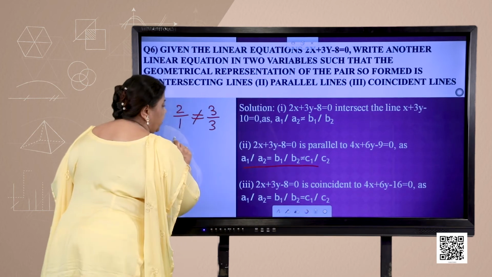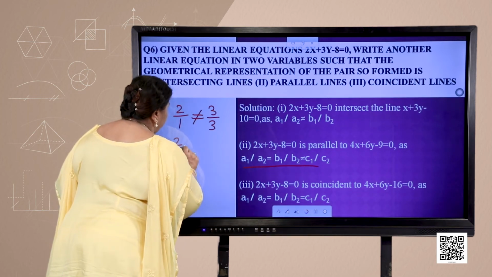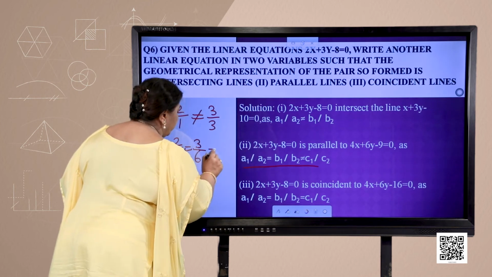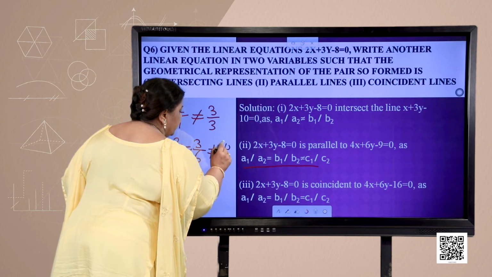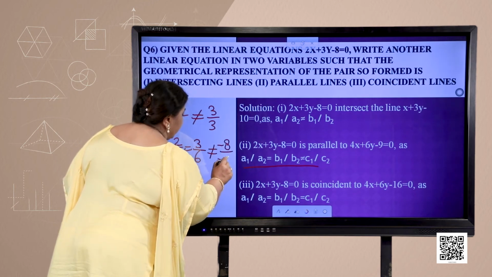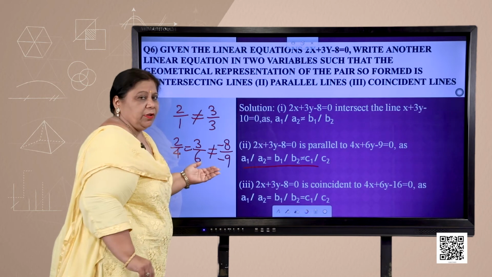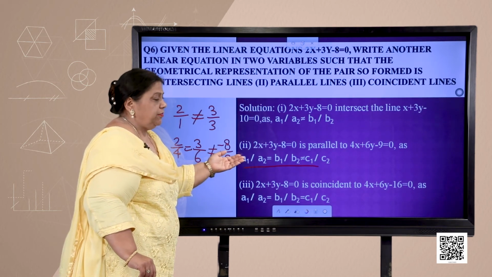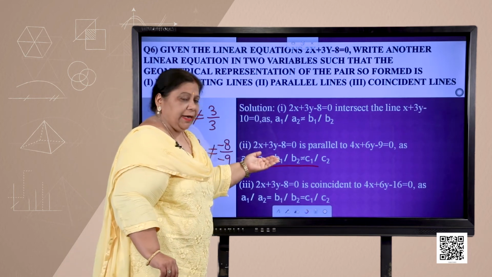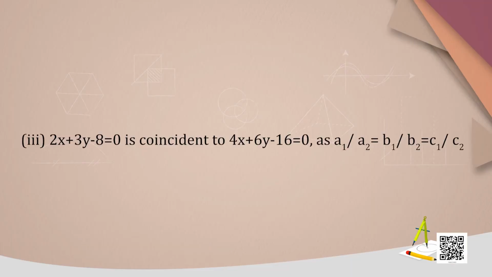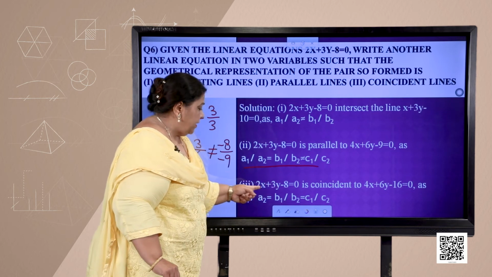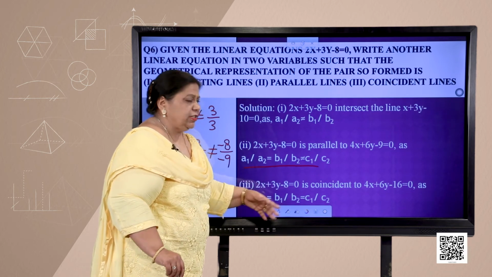That means, we have taken 2 upon 4 is equal to 3 upon 6, which is obviously not equal to minus 8 upon minus 9. In this way, you can have many more examples and you can frame equations which give us no solution conditions. In the third case, 2x plus 3y minus 8 is equal to 0, I require a coincident line. It is easily obtained here. You see, we have multiplied this equation just by 2.